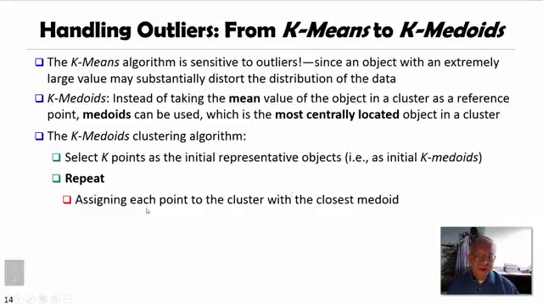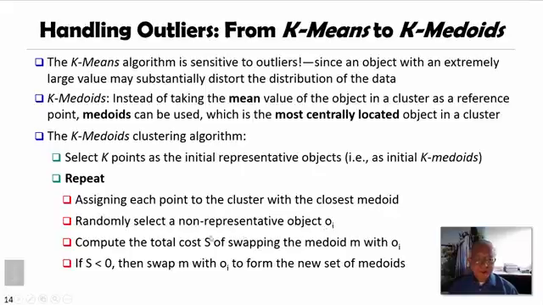Similarly, we assign each point to the cluster with the closest Medoid. Then we can randomly select a non-representative object, suppose it's O sub I. We'll see whether using O sub I to replace one Medoid M will improve the quality of the clustering. That means the total cost of swapping is negative. Simply put, if we swap, we can reduce the sum of the square errors. Then we swap M with object O sub I to form the new set of Medoids. Then we redo the assignment until the convergence criterion is satisfied.